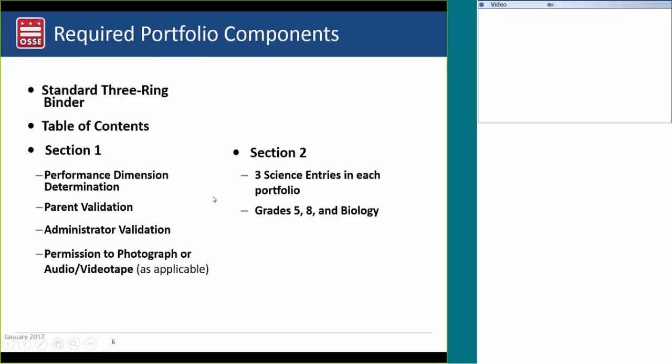The second section is the main section of the portfolio, what appears in the binder, and those are your three science entries, one for each strand. And as most of you know, the only students who submit a science portfolio are students in grade levels 5, 8, and biology at the high school level.